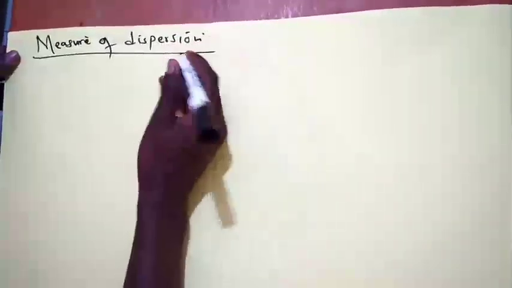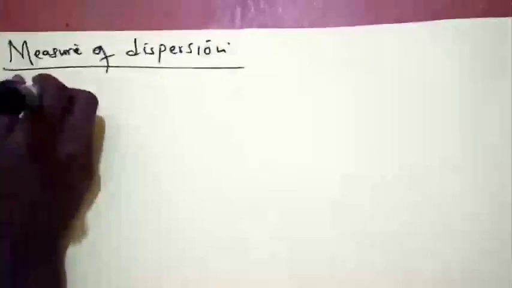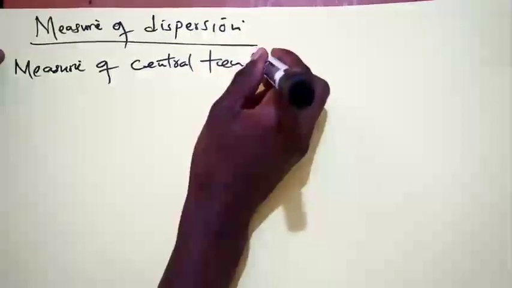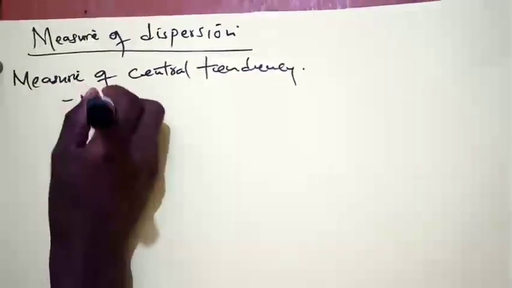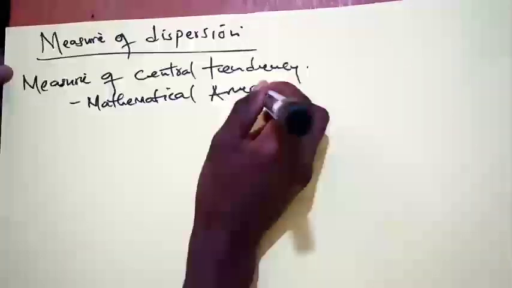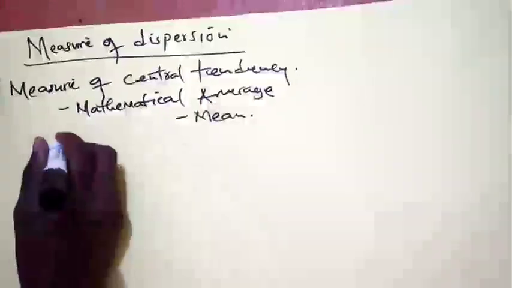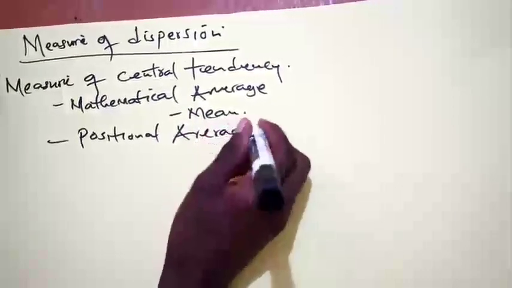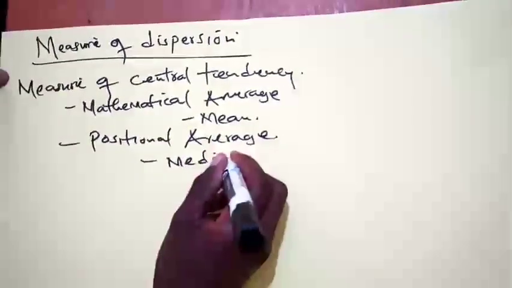So our topic is measure of dispersion. From the previous class, we had covered measure of central tendency, whereby we had the mathematical average, and then we talked about the mean. Then we had positional average, we talked about the median and the mode.